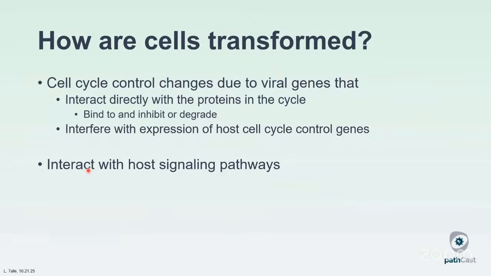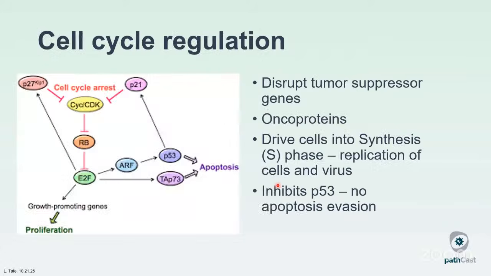So how are cells transformed? Cell cycle control changes due to viral genes are really important. They can interact directly with proteins in the cycle. They can either bind and inhibit them or degrade them. They can interfere with expression of the host cell cycle control genes as well, and they interact with host signaling pathways. In order to do this, they have to disrupt tumor suppressive genes. They might have oncogenic proteins. They can drive the cells into S phase for replication of the virus, and they also can inhibit p53 regulation, which controls the cell cycle and leads to evasion of apoptosis.